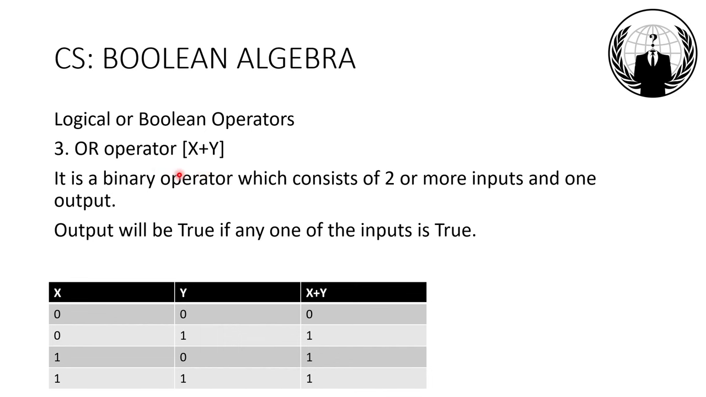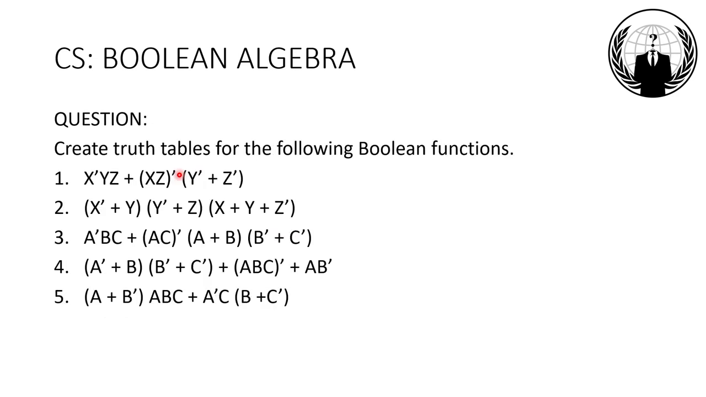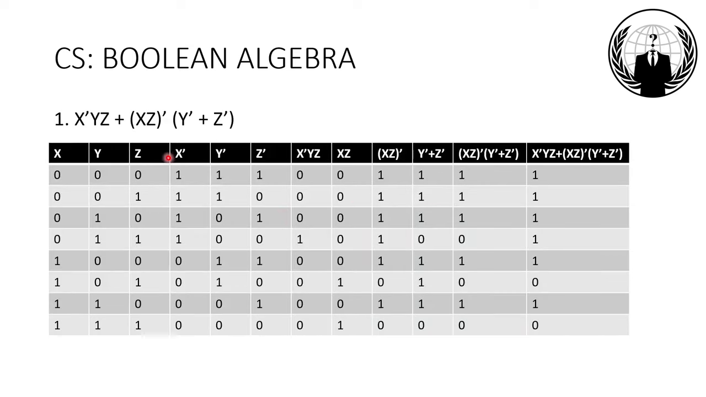Now here are 5 questions related to creating the truth tables for the given Boolean functions. So we will look after them. Here is the first question. As in the question, it is x complement into y into z plus x into z, whole complement into y complement plus z complement.